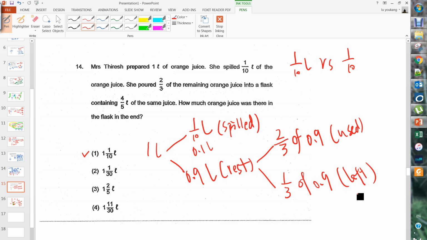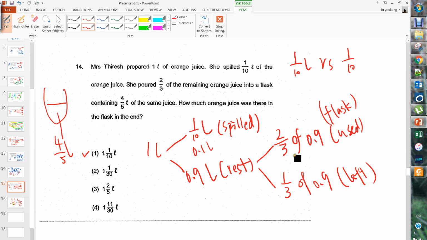So the question is, 2/3 is poured into a flask. So that means this is the flask, right? Okay, and then into a flask containing 4/5 L of the same juice. So that means you already have a flask. This one already has 4/5 liter, right? Now you add this into it, right? How much do you add?